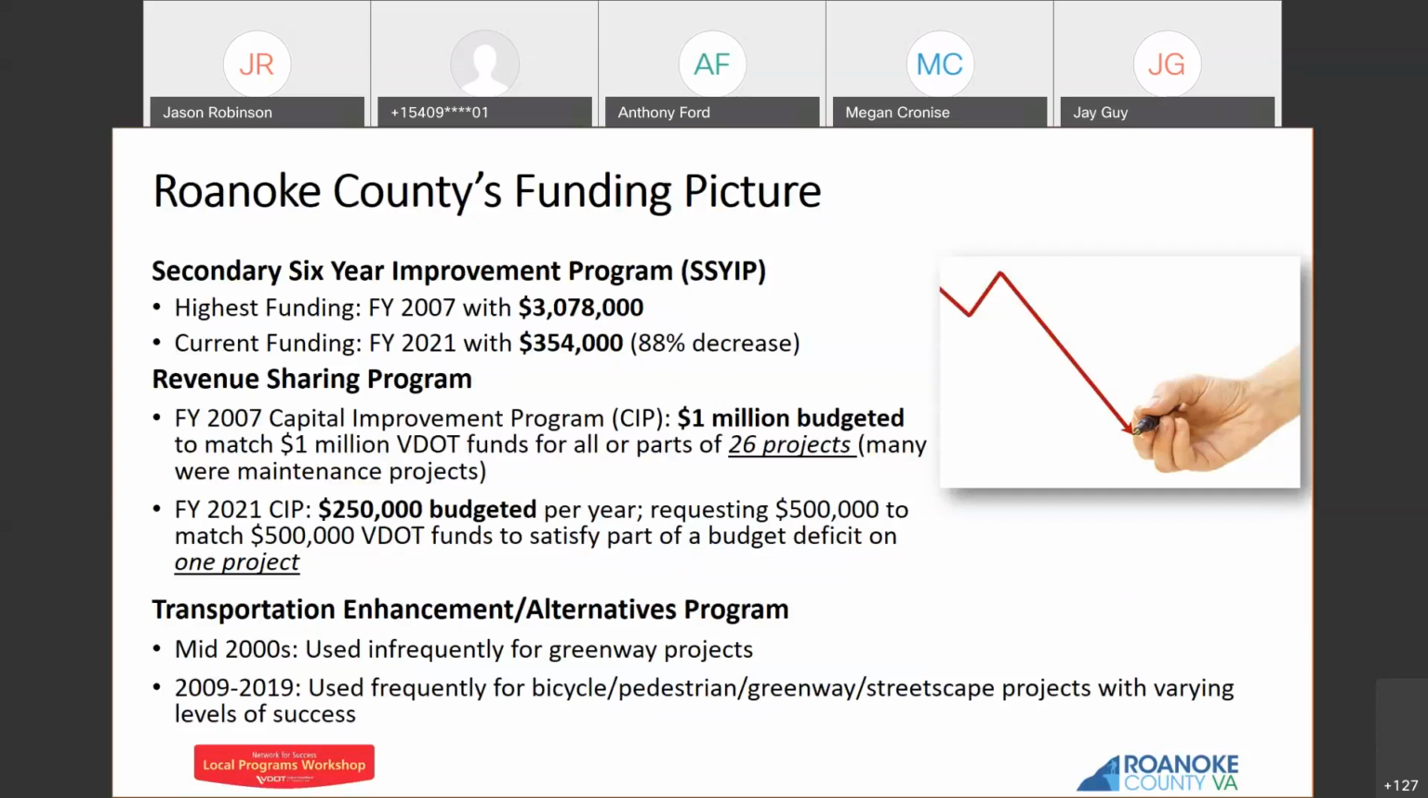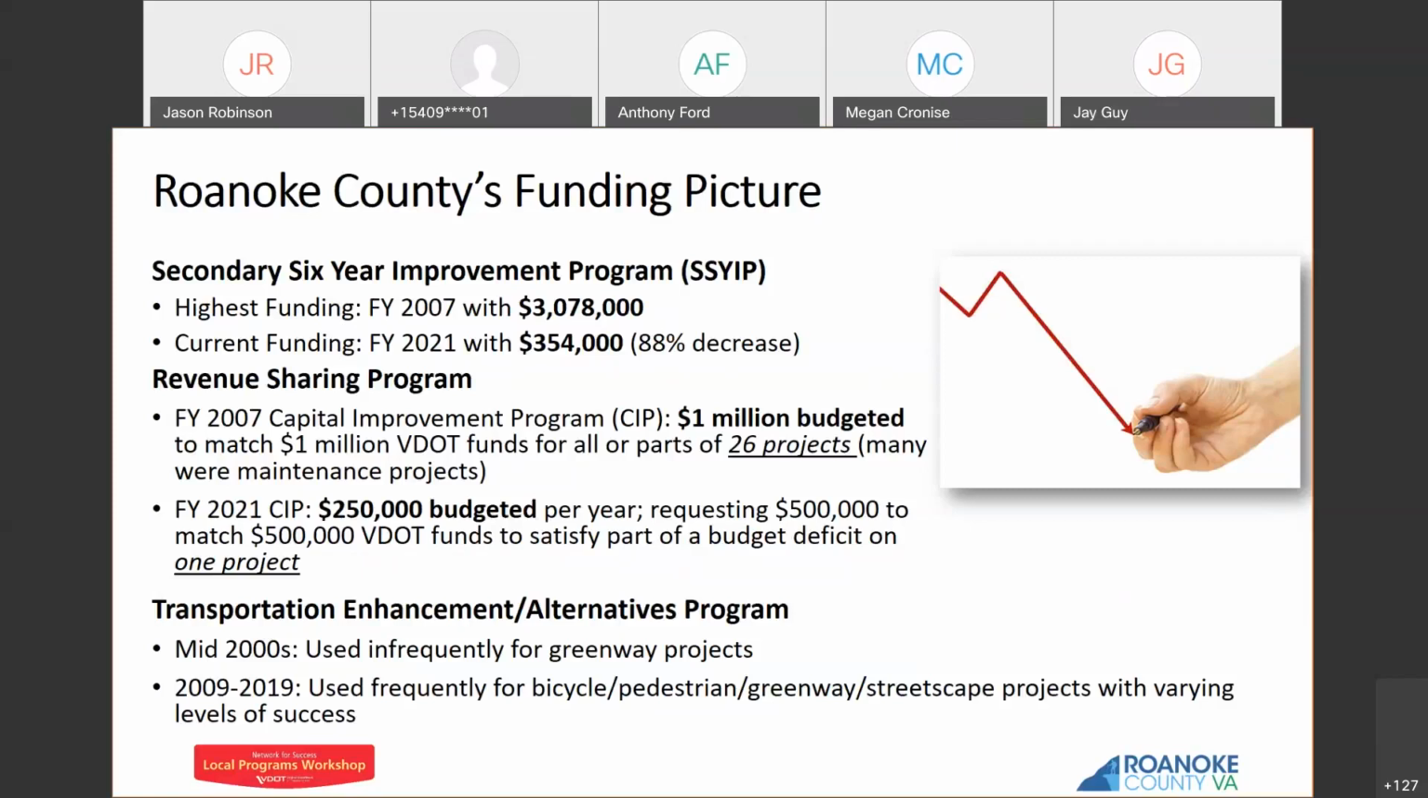As we heard a lot about the revenue sharing program, again, back in the good old days in fiscal year 2007, we were able to put $1 million into our capital improvement program to put towards revenue sharing to match with another $1 million of VDOT funds. And we used that money to fund all or parts of 26 projects, many of which were maintenance projects. But today in our CIP, we have $250,000 budgeted per year, which for the 2-year cycle, we can put together for $500,000 to match with $500,000 in VDOT funds. And what we've used it for most recently is to satisfy part of a budget deficit on one project. So that's been a big change as well over the last 15 or so years.